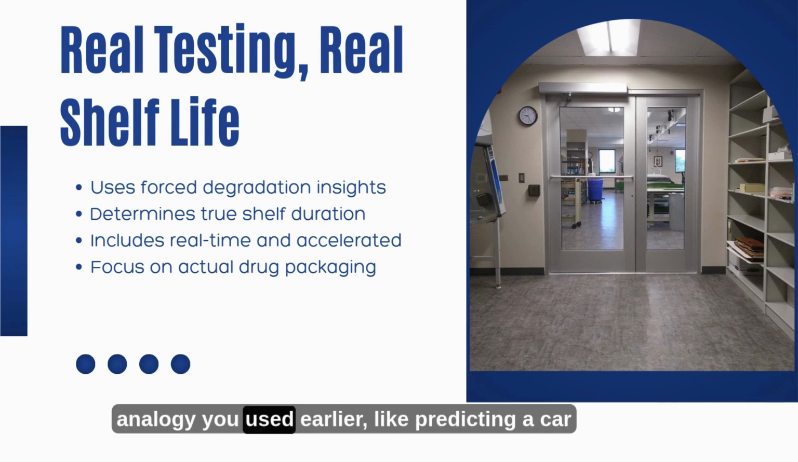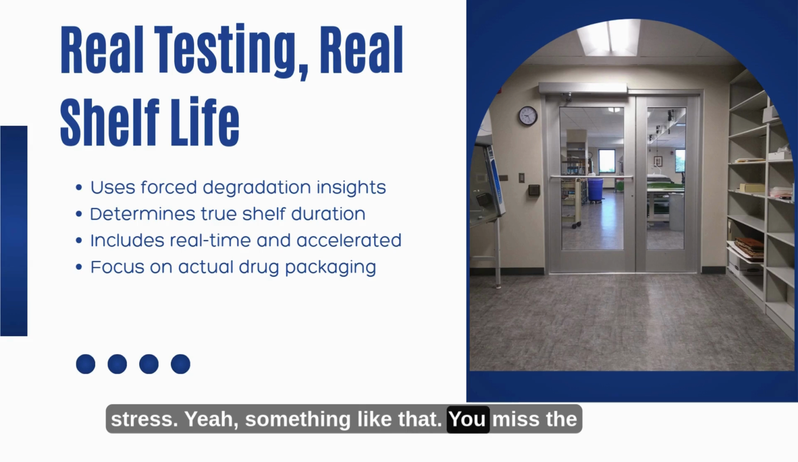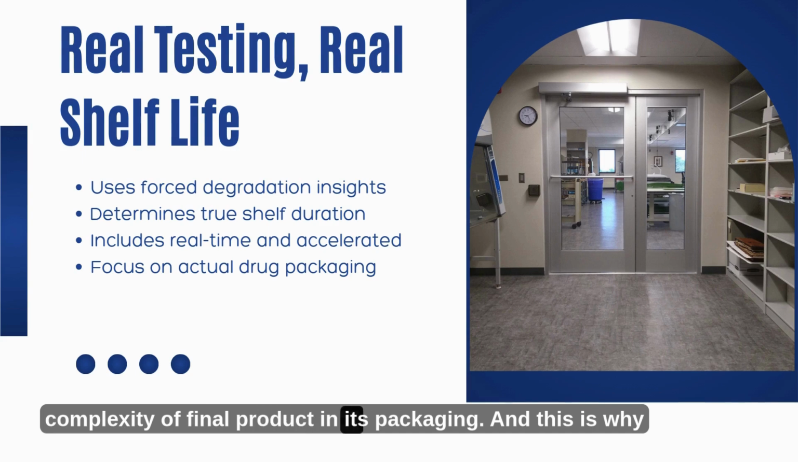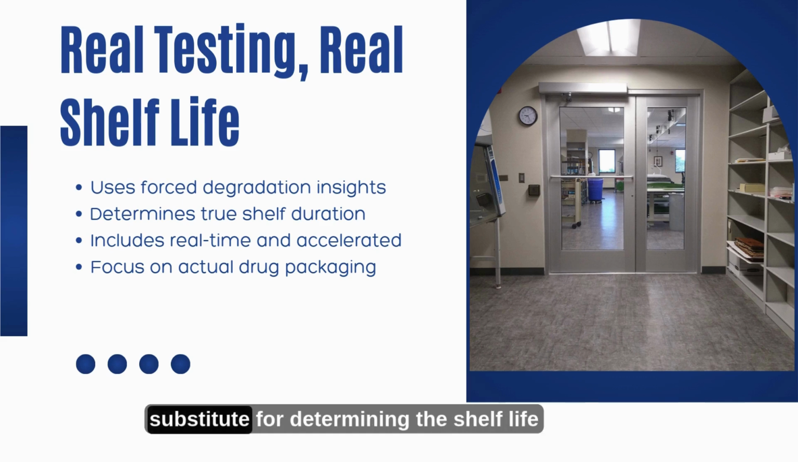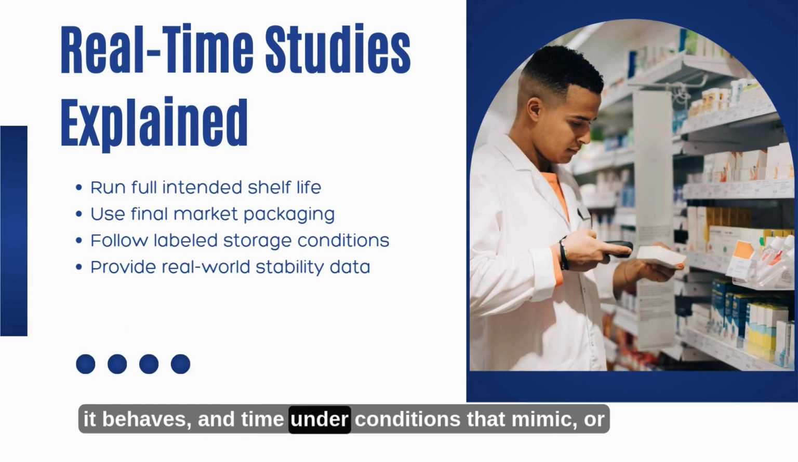That's a great analogy you used earlier, like predicting a car engine's life just by looking at metal corrosion in a lab without considering the whole system and driving stress. Yeah, something like that. You miss the interactions, the physical stresses, the complexity of the final product and its packaging. And this is why the document really stresses that there's ultimately no substitute for determining the shelf life empirically. Meaning you have to get real-world data on the actual finished product in its final packaging. Exactly. You have to actually see how it behaves over time under conditions that mimic or are the actual intended storage conditions.